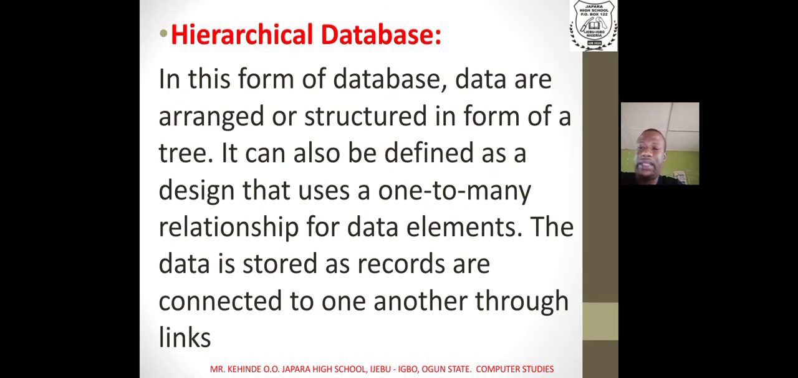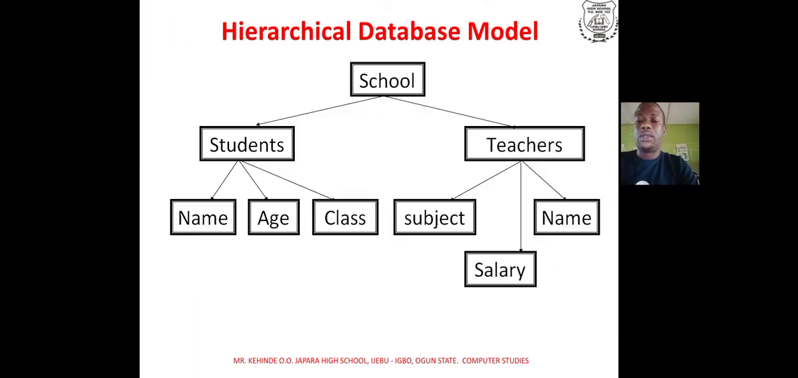Then we have the hierarchical database. This is a form of database that arranges information in the form of a tree. It can also be defined as a design that uses a one-to-one or a one-to-many relationship for data elements. The data is stored as records and is connected to one another through links. So we can see a typical example of a hierarchical database model where we have school, students, and teacher, all linked together in the form of a tree.